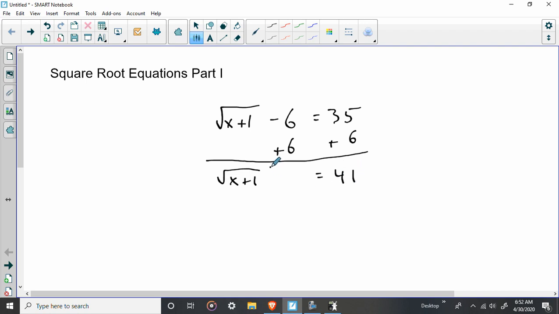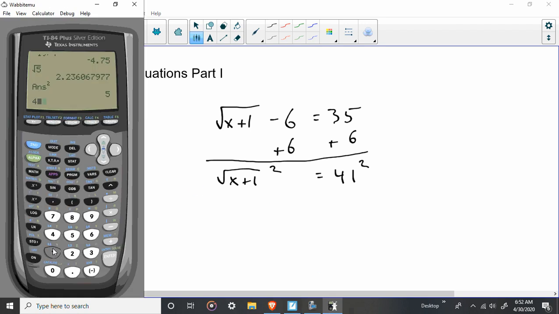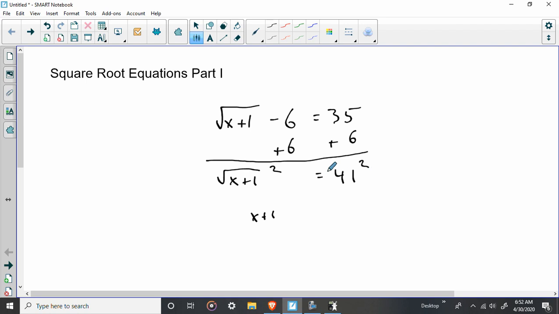And now, let's square this side and let's square this side. Are you going to get a big number over here? Yes, absolutely. So 41 squared is, whatever mess this is, 1,681. So you're going to get x plus 1 is equal to, what was it, 1,681.